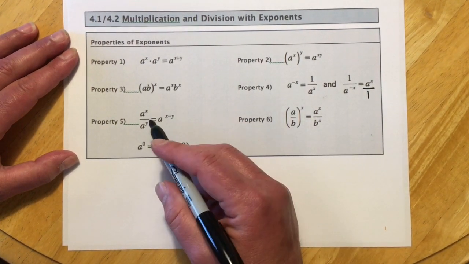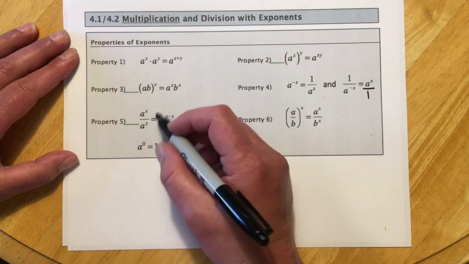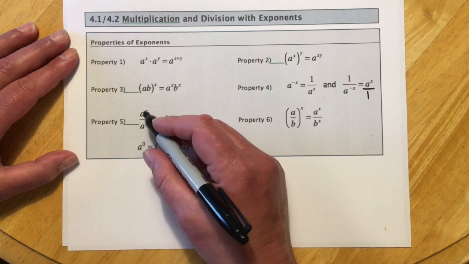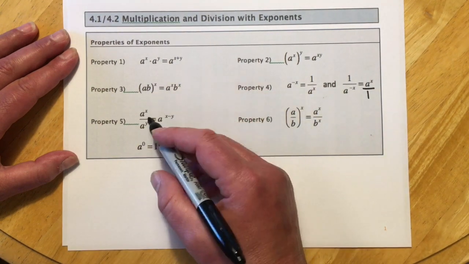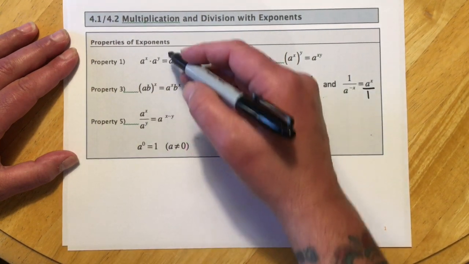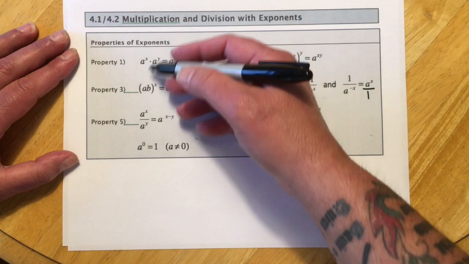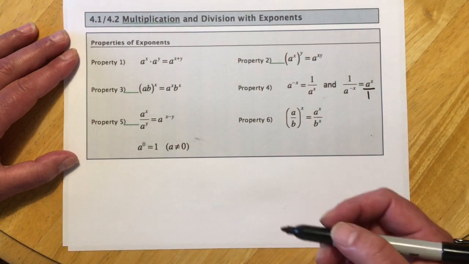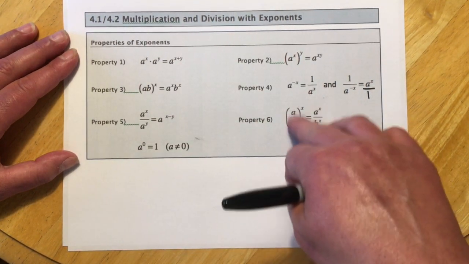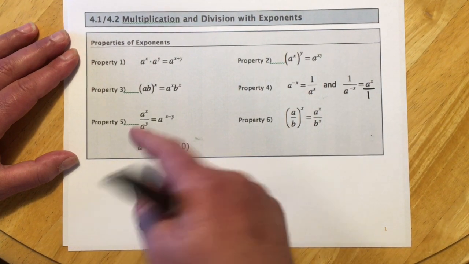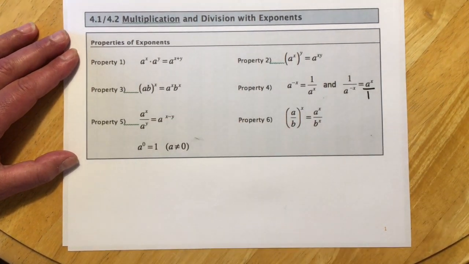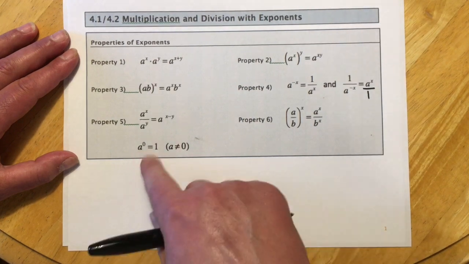Property 5 is the other one that gets used a fair bit, and this is when we're dividing, we subtract exponents. So when we multiply, we add. When we divide, we subtract. So addition, subtraction go together, same way multiply and divide go together. Property 6 is just saying the same thing as property 3, not very exciting. And then a to the 0, anything to the 0 other than 0 is 1. So that's that last one.